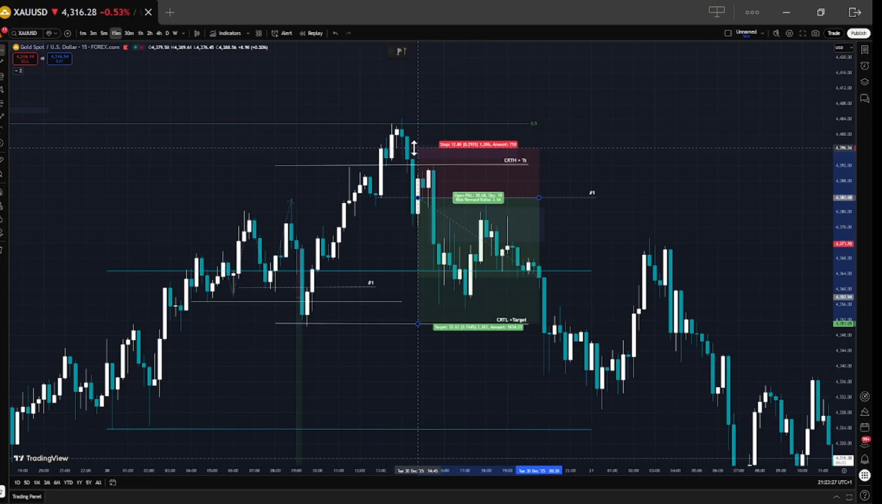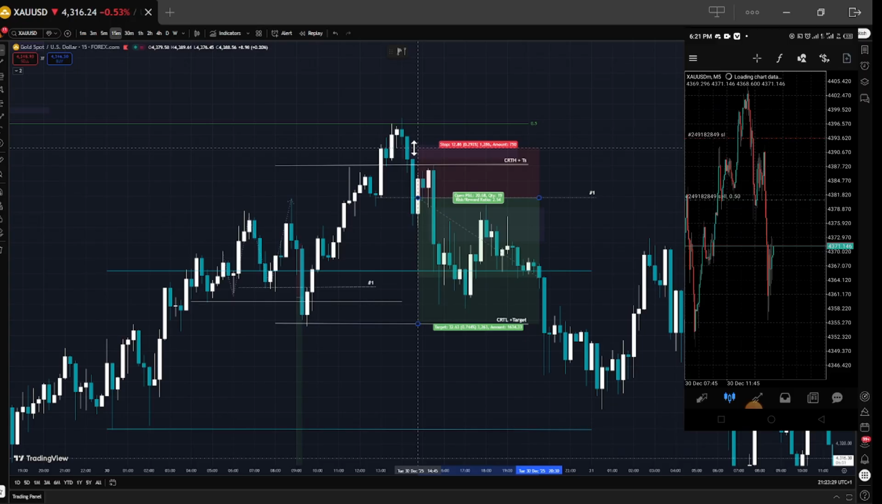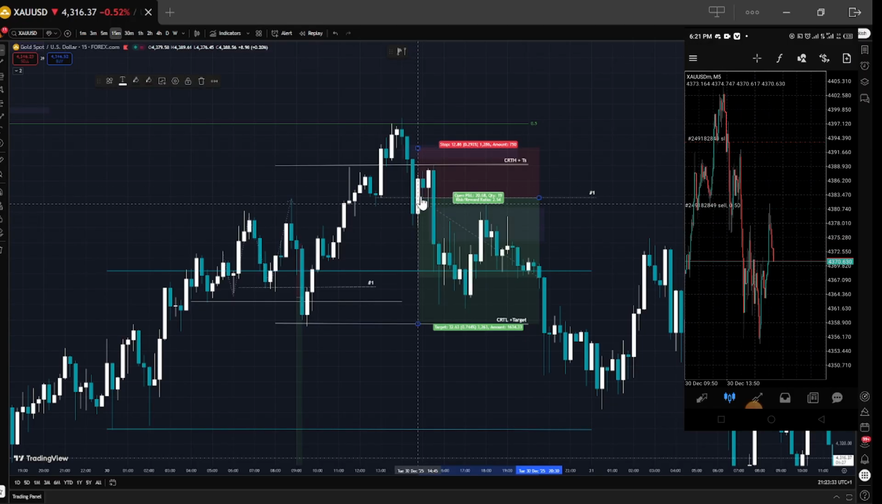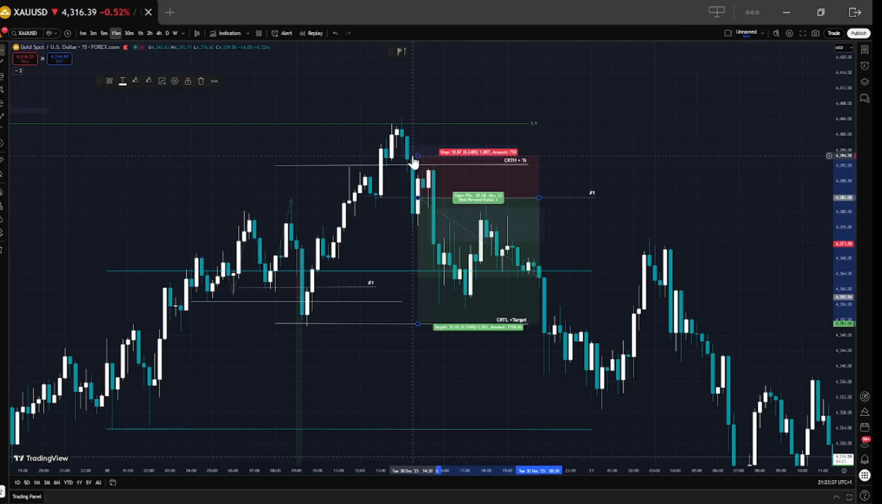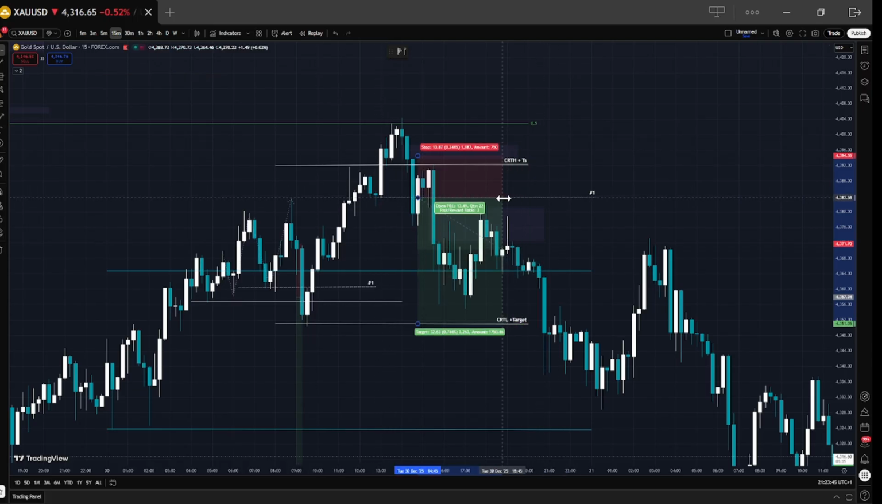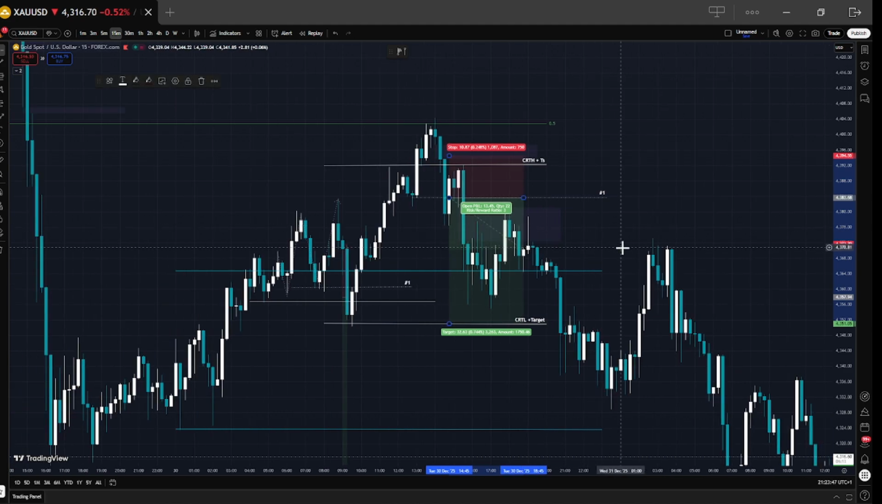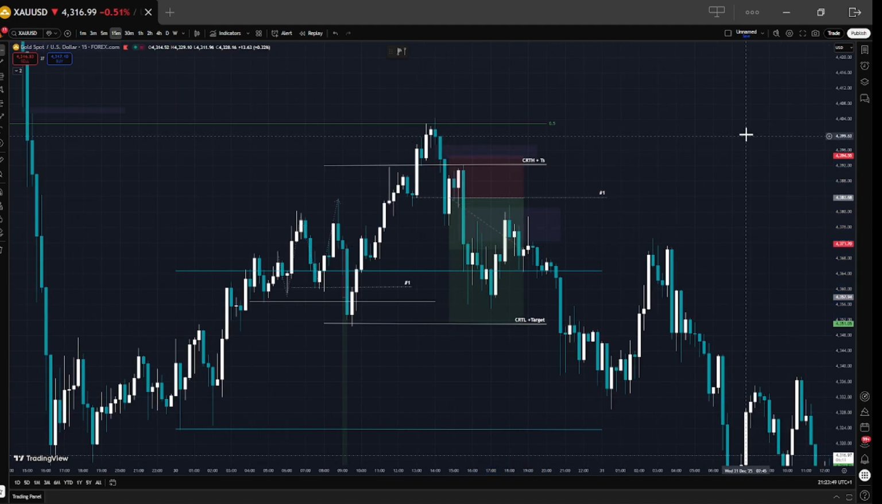I put my stop loss just above this huge candle, just above the open of that huge candle that broke this level here, this low here. All right, so what happens next is that I just waited. So I'm gonna pause so we can see how it played out there.